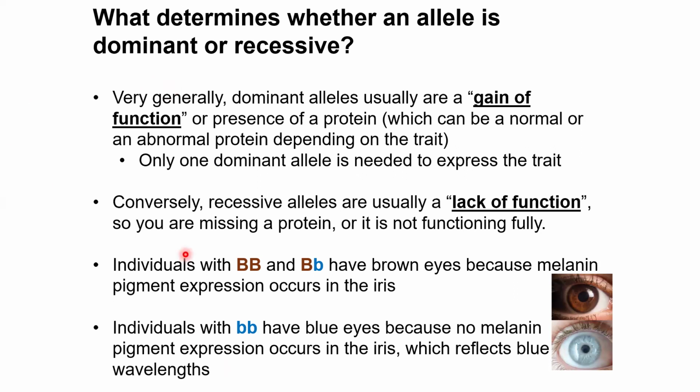So with individuals with brown eyes, or brown eyes with blue eye recessiveness, they have brown eyes because the melanin pigment occurs in the iris itself. But with these recessive genes, the blue eyes have no melanin pigment expression, ending up reflecting the blue wavelengths rather than the brown ones.